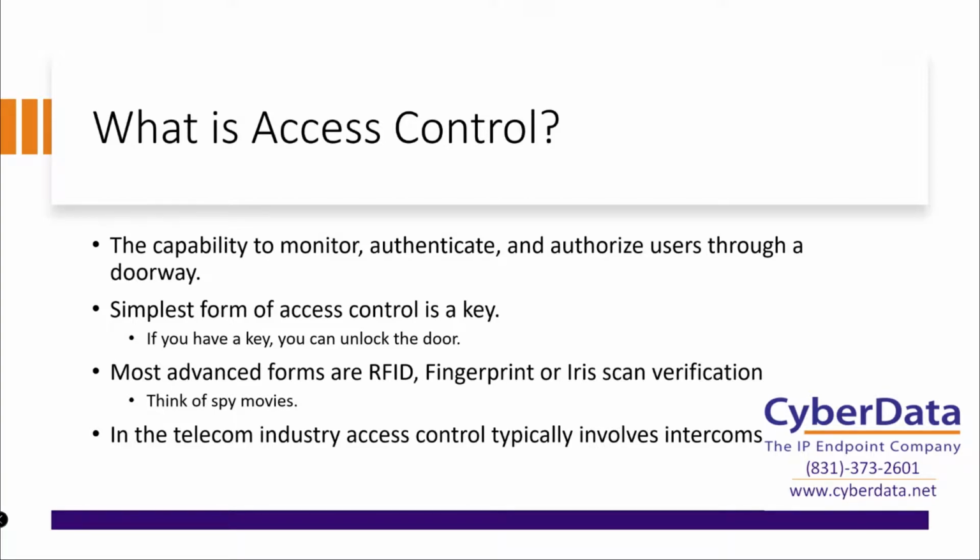The simplest form of access control that's available is literally just a key, like you would use for your home. That is a form of access control. People with the key can come inside. People without the key cannot come inside. It's very, very basic and simple like that. And then you've got more advanced forms like RFID, fingerprint, and iris scan verification.